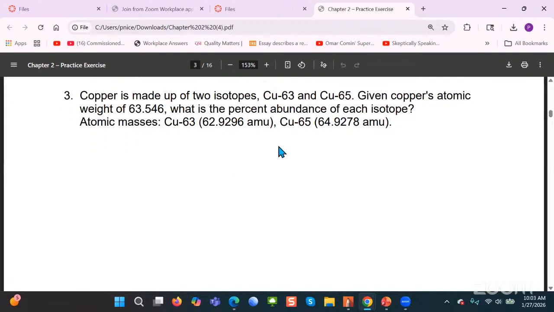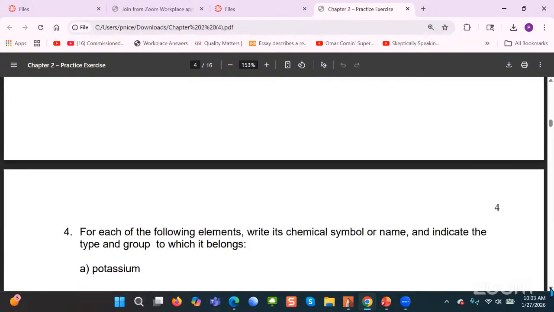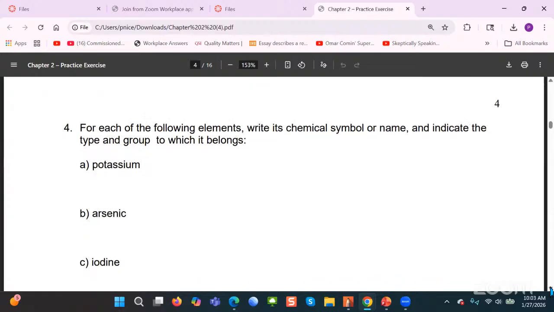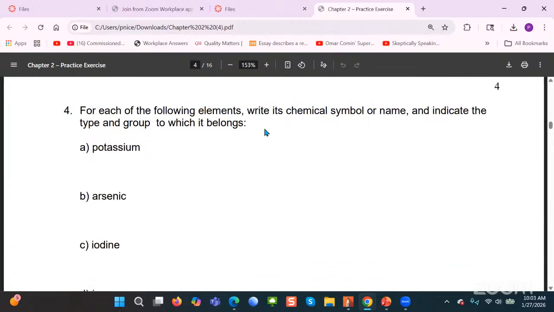If you have any problems doing it, please feel free to contact me and I'll help you along. So I'm going to skip number 3 for you to do on your own, and move on to question number 4, which is this question right here. And this is relatively easy. Basically, what they're asking you to do is write the symbol or name of the element: if you're given a symbol, write the name, or if you're given a name, write the symbol, and indicate the type and group to which it belongs.